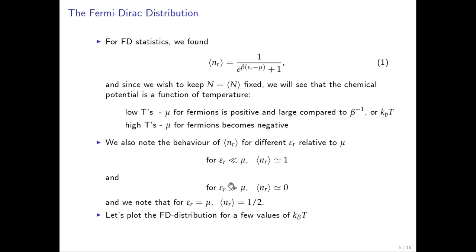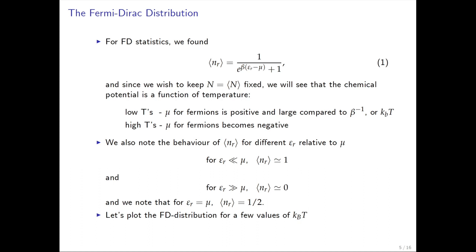In the other limit, when epsilon sub r gets much, much greater than the chemical potential, then it's easy to see this factor gets really large, and so the denominator is getting very, very large, and the mean occupation number becomes 0. And of course, if epsilon sub r is set equal to the chemical potential, then the mean occupation number is 1/2.